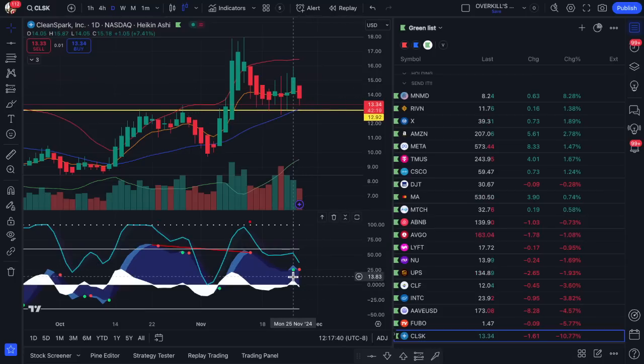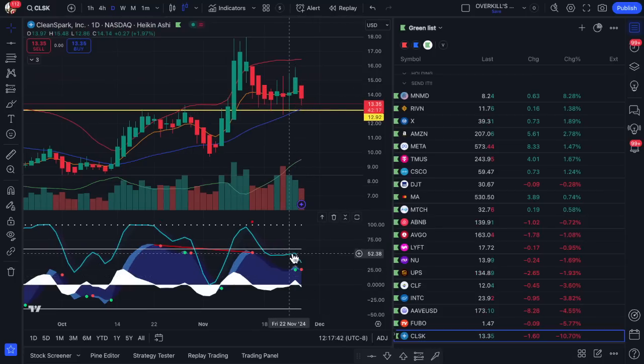Again, you got the fake out here. You got the green dot, red dot. Again, where was the stochastic yesterday? It was up here above 50. So it wasn't the greatest entry. Okay, but you got the red dot called out right there the previous day. So this was a pump and dump.